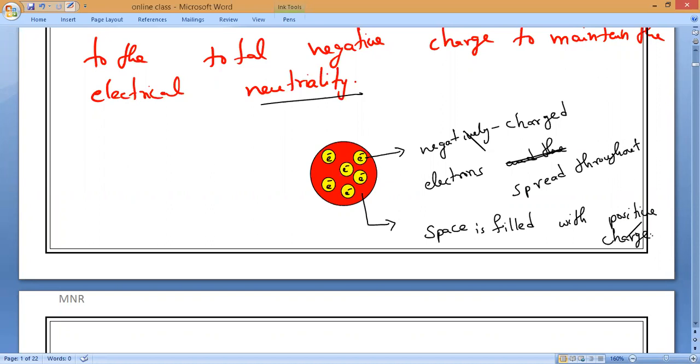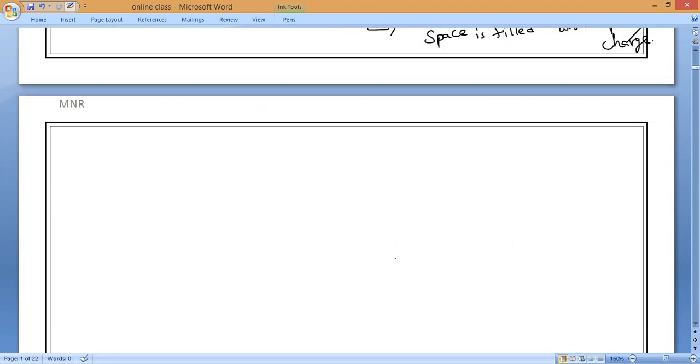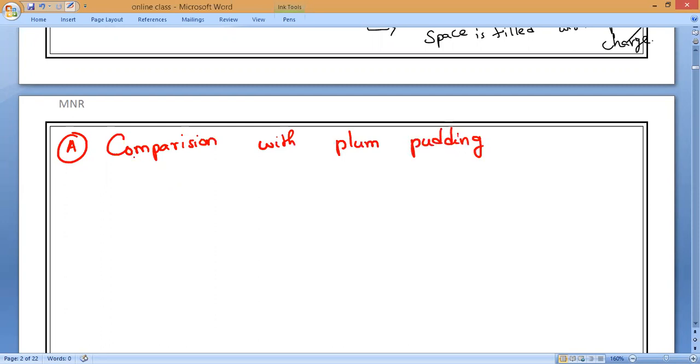Now he compared this Thomson model first with one famous Christmas cake. What is that called? Pudding cake. That is what we are going to study now. He compared the J.J. Thomson atomic model with the plum pudding cake, and likewise with the watermelon. Let us discuss first the comparison with the plum pudding. We all know Christmas pudding. I hope you all know Christmas pudding cake. Yes or no, guys?